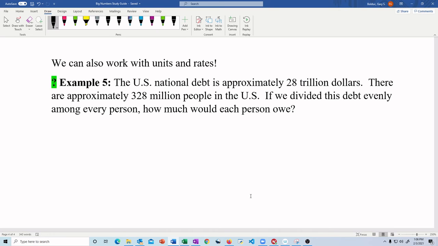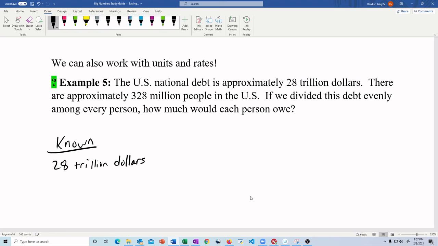If we divided the debt up to every person, so I'm taking the $28 trillion, of course this is not realistic and not something we would do, just to get the numbers in our head. If we took that debt and we said, okay, all the people in the U.S. are going to pay an equal share of that debt, how much would each person owe? So how do we attack this problem? It's a rate problem, right? So we have to ask ourselves, right at the beginning, what do I know? What are my knowns? Well, I know $28 trillion.